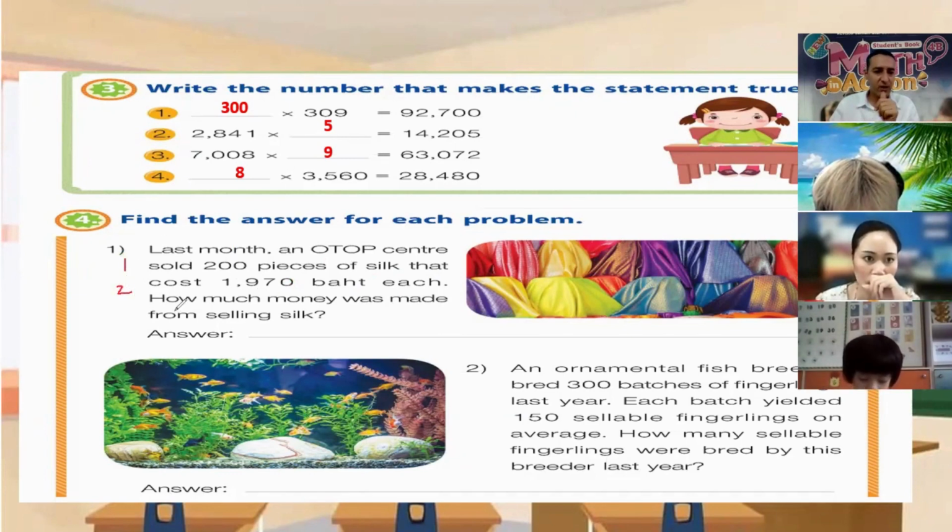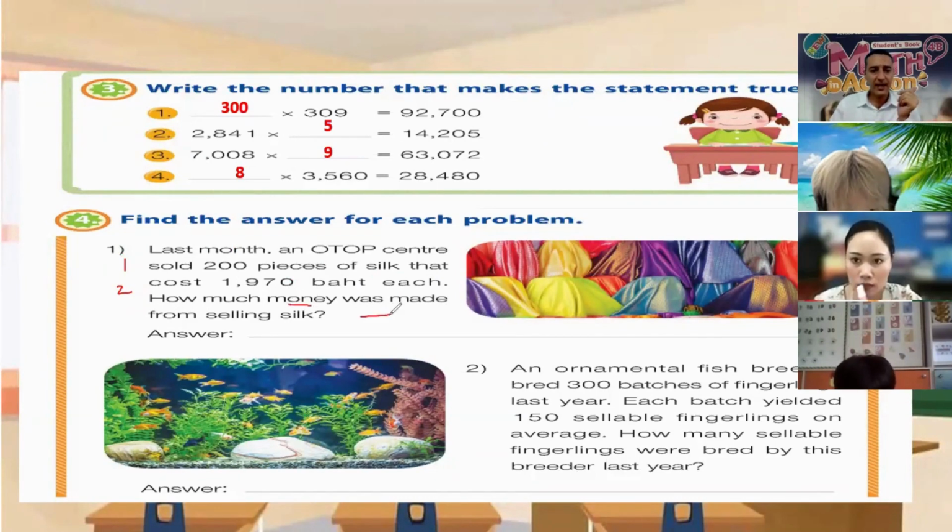Okay, so we have both pieces of information given. Now read the question. What is the question asking? The question is asking how much money was made from selling silk. So we have to find the total amount the OTOP center makes from selling silk. So which method are we going to use?